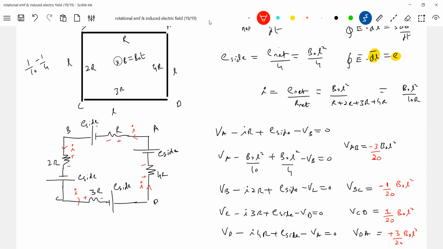So, sir, VA is at lower potential. VA is less than VB, but still current flows. VC greater than VD, current flows. So not due to potential difference, no. So what is the conclusion?